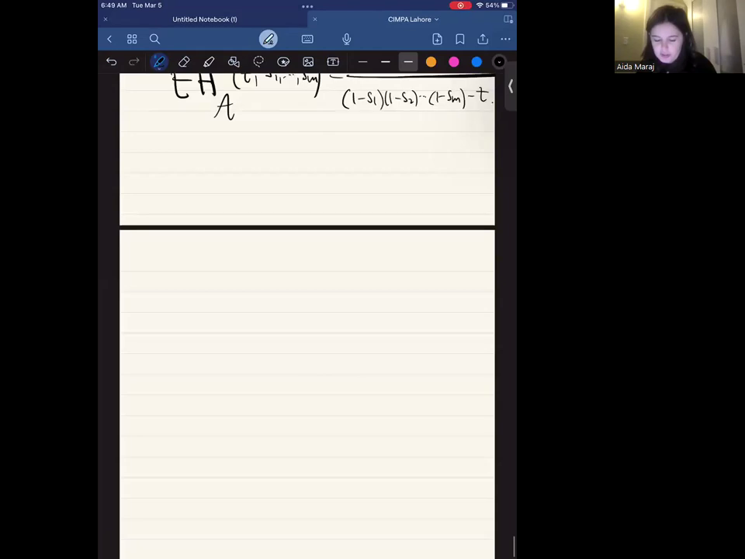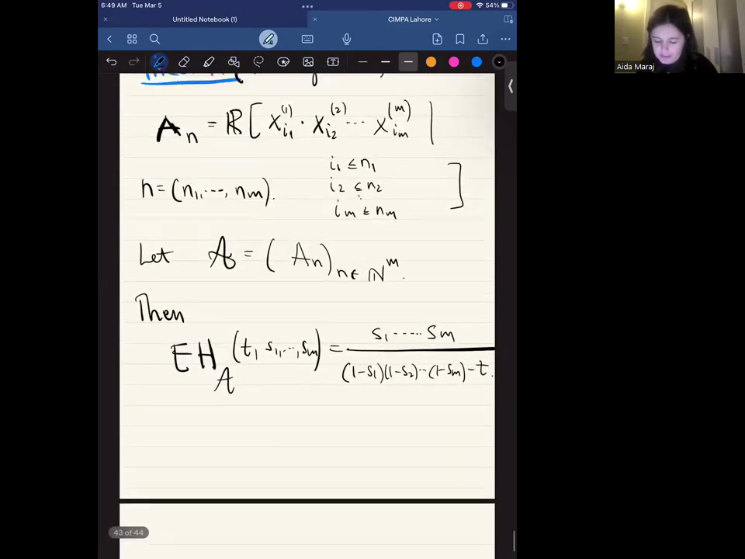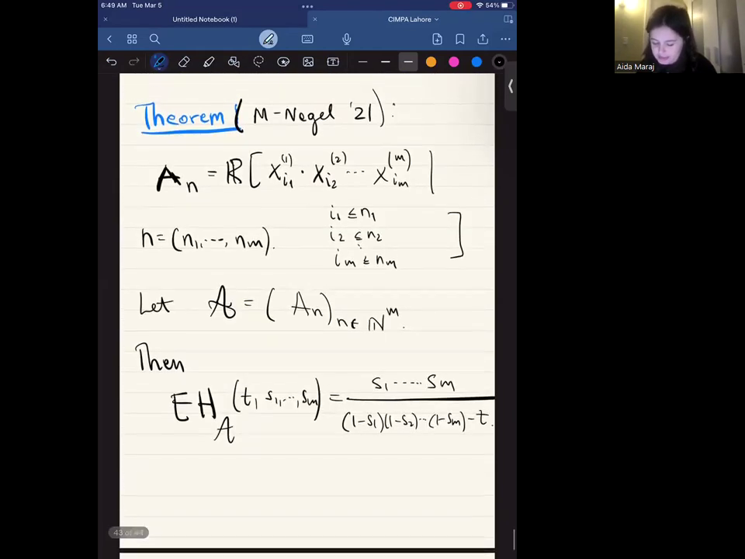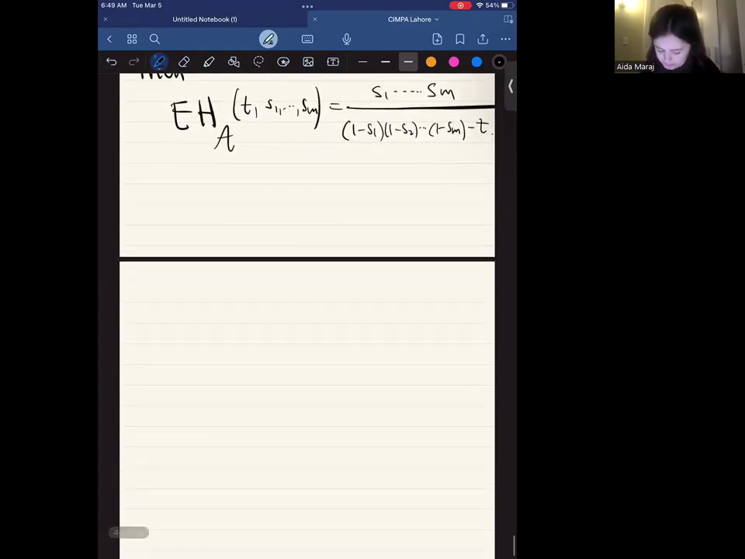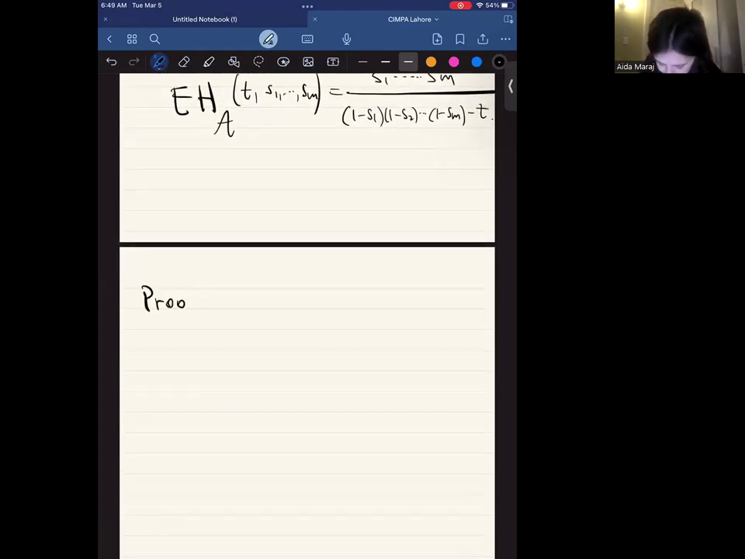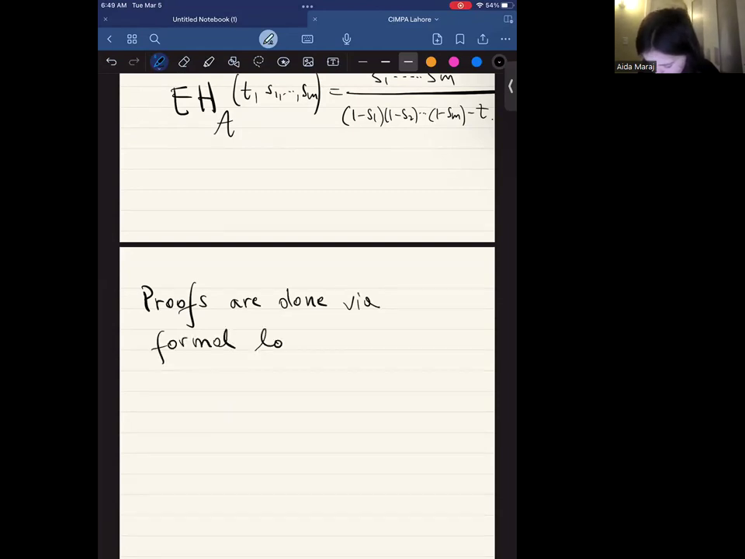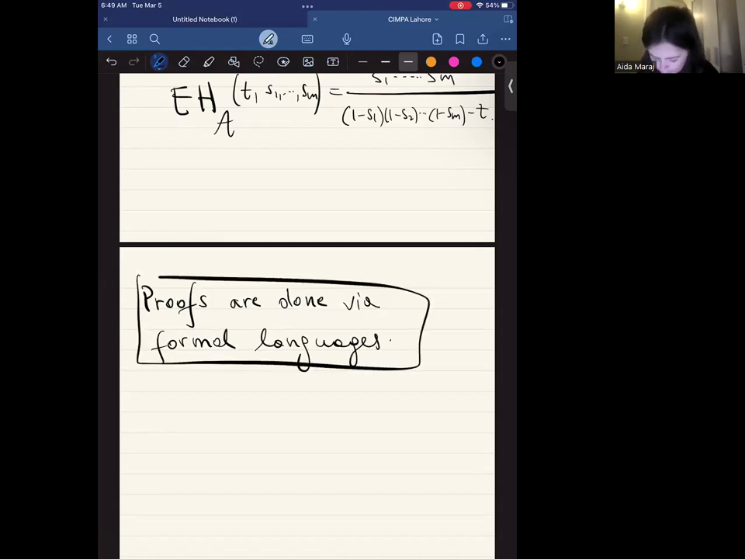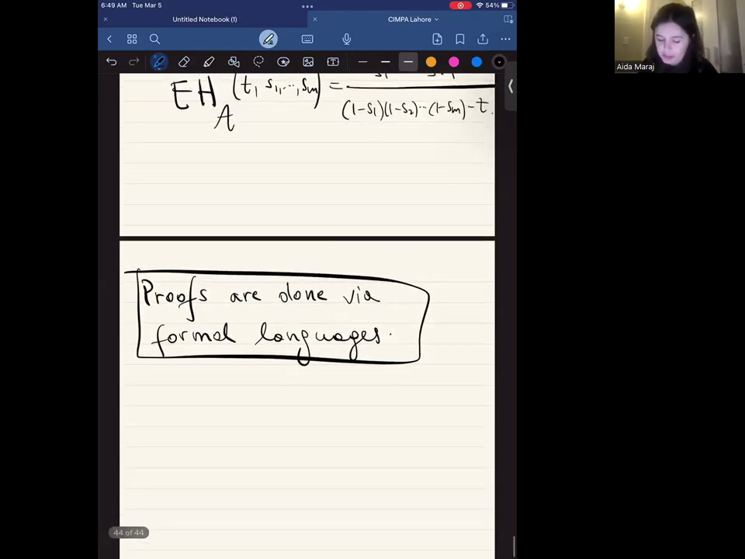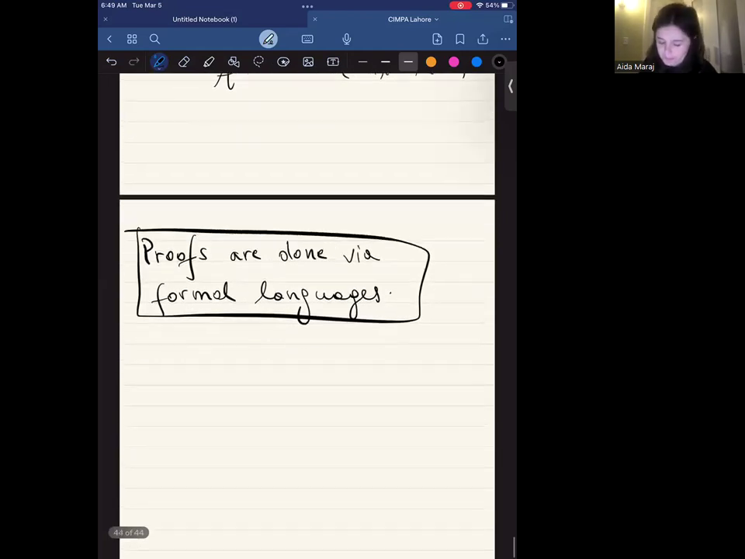Okay, so how do we do the proofs? The proofs are done via formal languages. And what I'm going to do now is tell you just a little bit about how we connect formal languages to this problem.